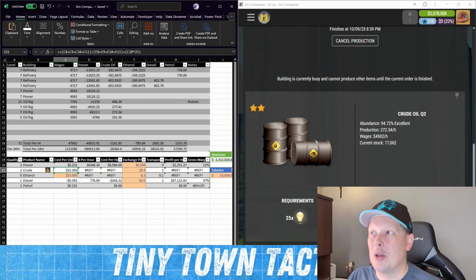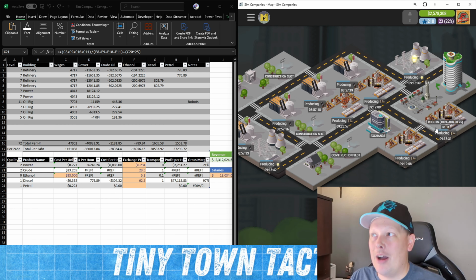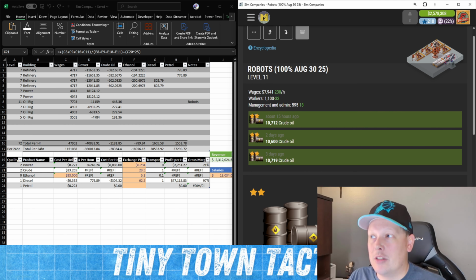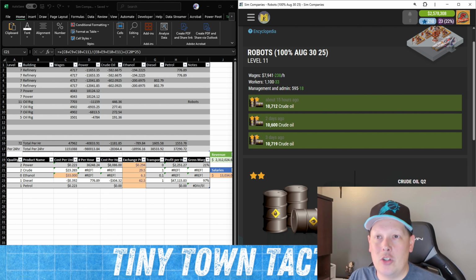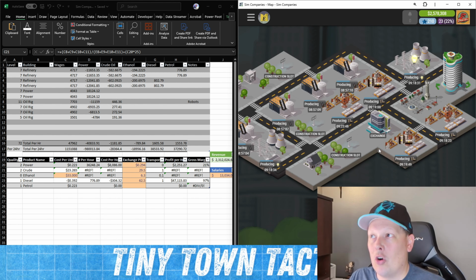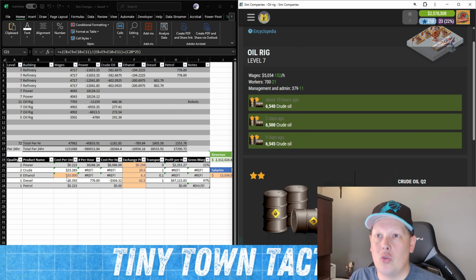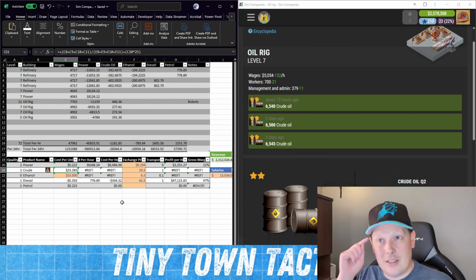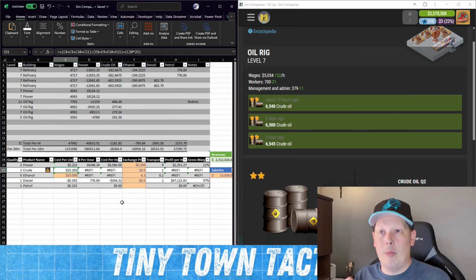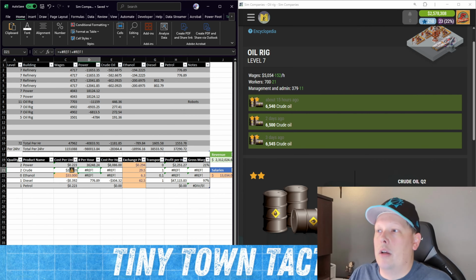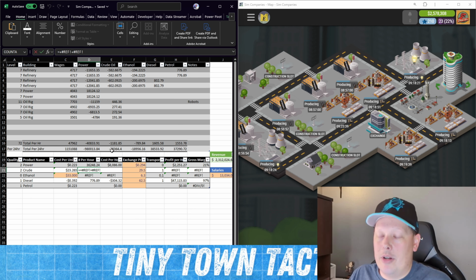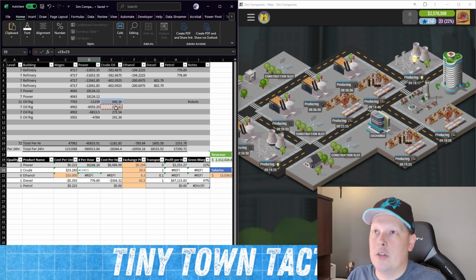This number looks pretty accurate. So overall, in general, between all of my oil rigs, this one costs me $22.99 to produce a barrel of oil. Overall, across my map, it is going to cost me $23.26 to produce a barrel of oil. Okay. Now, we go here. How many are we producing per hour?